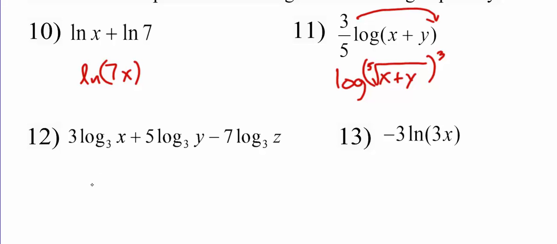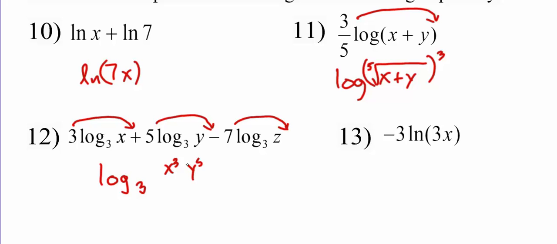All right, number 12. 3 times the log base 3 of x plus 5 times the log base 3 of y minus 7 log base 3 of z. Folks, on this, each time we're going to move those coefficients to be exponents. And then we're going to rewrite it. We've got addition, we've got subtraction. All of these are base 3, so I can condense this down to this. Log base 3 of, well, I'm going to have x to the 3rd in the numerator. Also in the numerator, I'm going to have y to the 5th. And then in the denominator, I'll have z to the 7th.